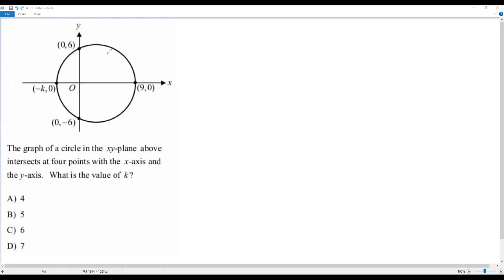Here we have an SAT math problem. Okay, let's go to the question. The graph of a circle in the xy plane above intersects at 4 points with the x-axis and the y-axis. What is the value of k? Okay, in the given figure, we have to get the value of k.